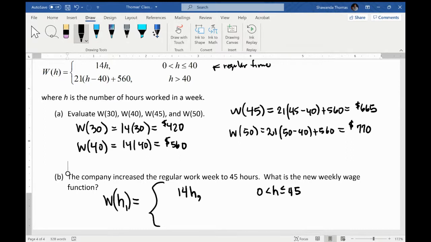Okay, that sounds good. The other one would be 21 times H minus 45 plus, what, it'll be 665. I think so. What y'all think? Yes, it's up there, 45. It sounds good.